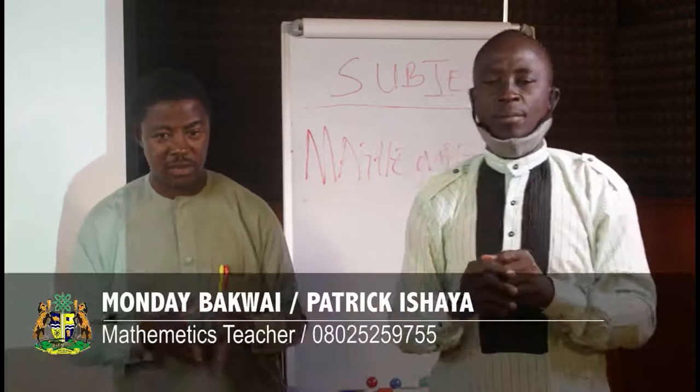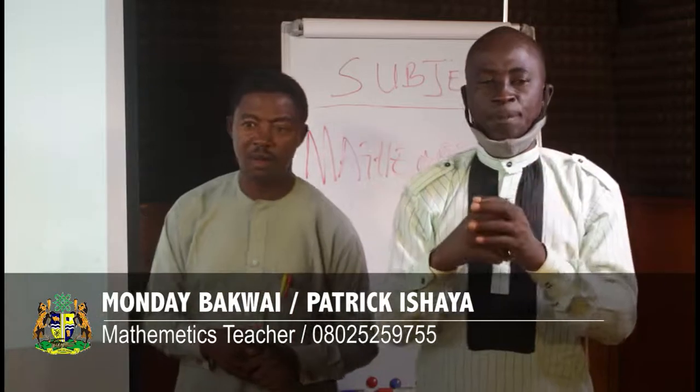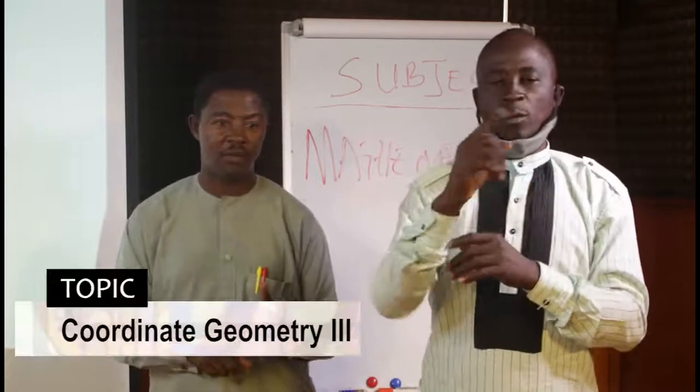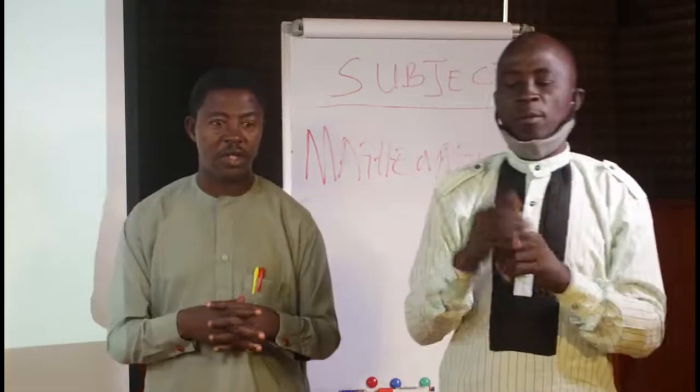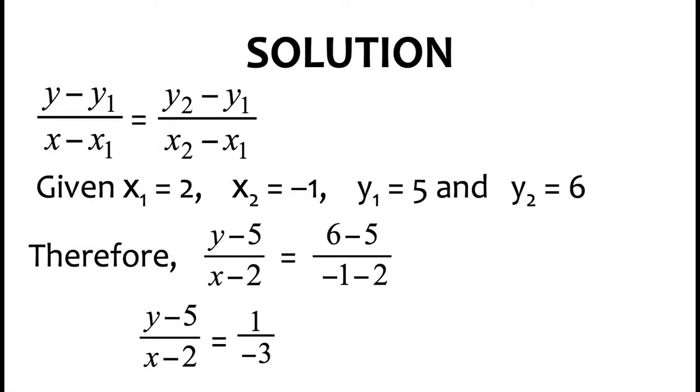Now in this case we determine our variables. Who is x1? Who is x2? Who is y1? Who is y2? So from the question given, x1 is equals to 2 while x2 is minus 1. y1 equals to 5 and y2 equals to 6. So when you substitute, we are going to have y minus y1, which is 5, over x minus x1, which is 2, equals to y2.